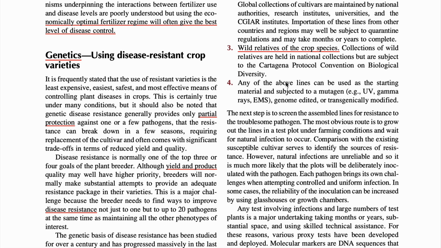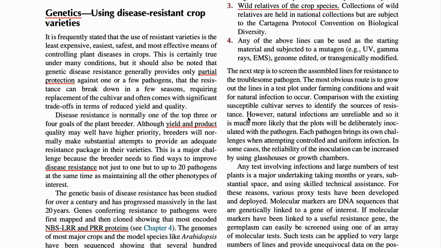a new variety. Number 4, any of the above lines can be used as the starting material and subjected to a mutagen. Example: UV, gamma rays, EMS, genome edited or transgenically modified. Now the next step is to screen the assembled lines for resistance to the troublesome pathogen. The most obvious route is to grow out the lines in a test plot under farming conditions and wait for natural infection to occur.